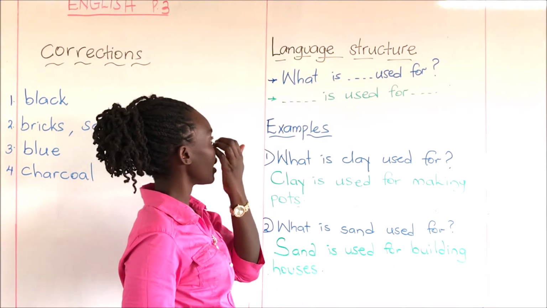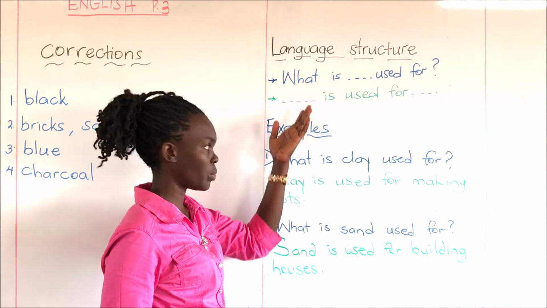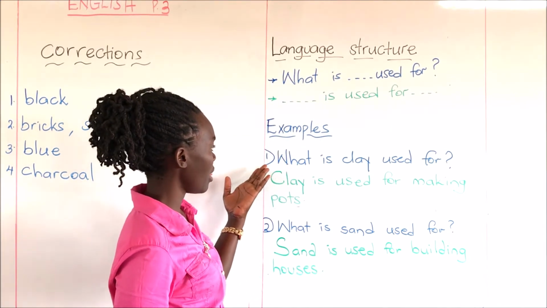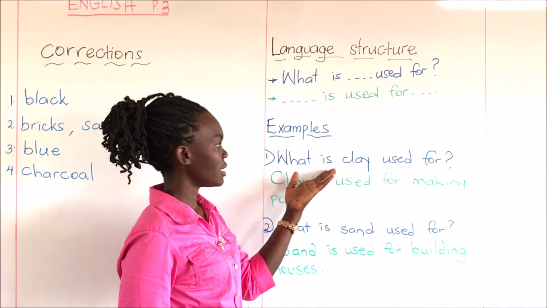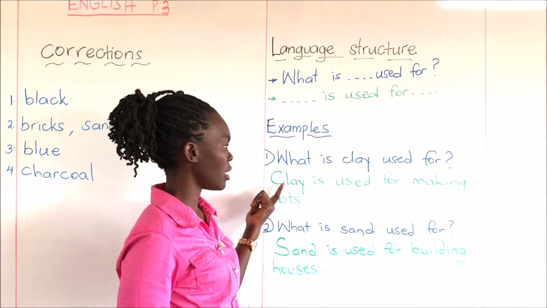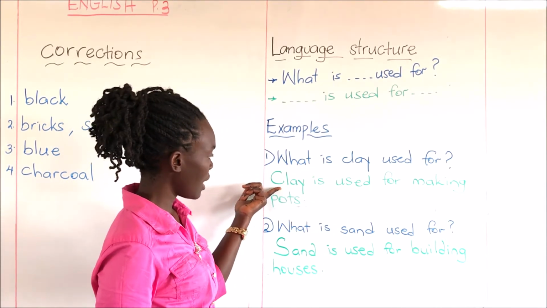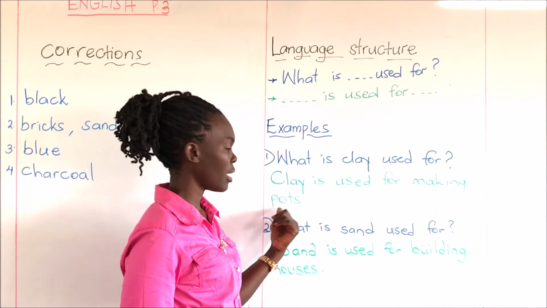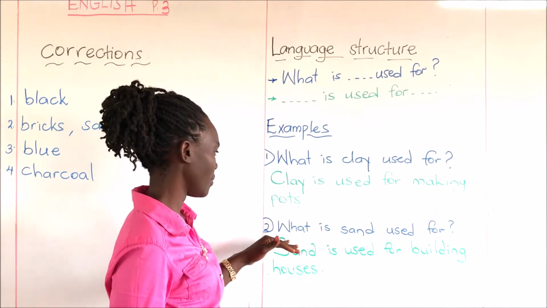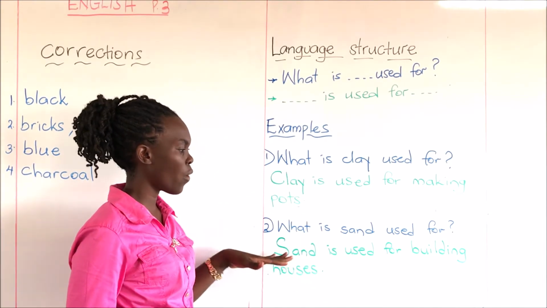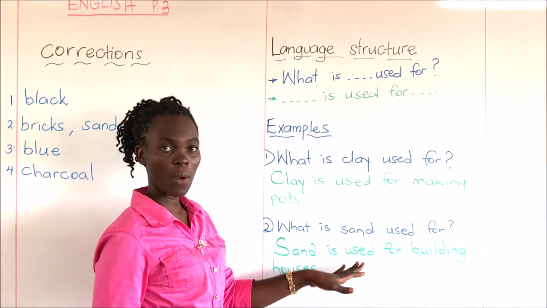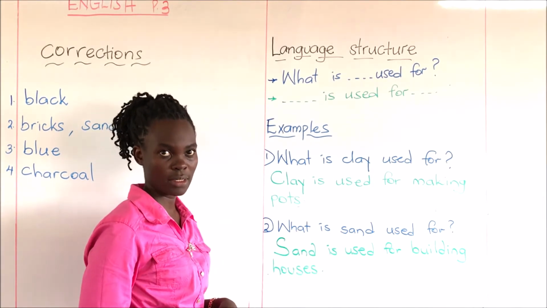We have the structure there, question and the response. I have my examples here. The first one says, what is clay used for? Then the response should be, clay is used for making pots. Full sentences. What is sand used for? Sand is used for building houses.